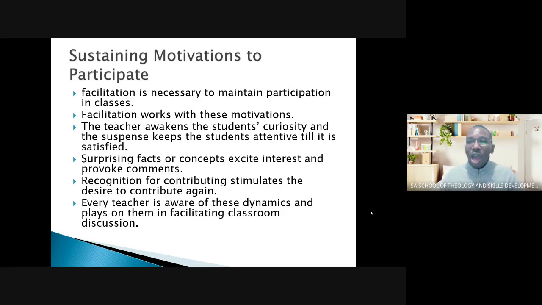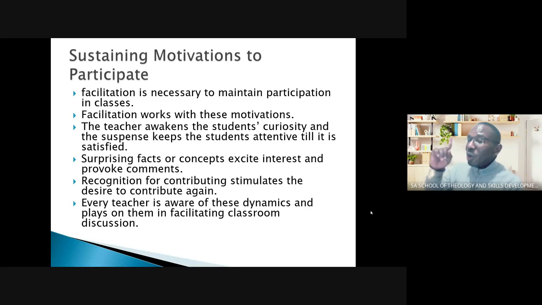Another concept on how we sustain a class and sustain facilitation is surprising facts and concepts that excite interest, that provoke people to bring in comments. For example, you may say that whoever attends and completes this class gets a ticket to employment. You understand? Everybody who wants to get employed or wants extra bucks in their pocket will say, okay, tell me more. The ears will open up. Tell me more. It is music to my ears. Let me hear more. What is happening?